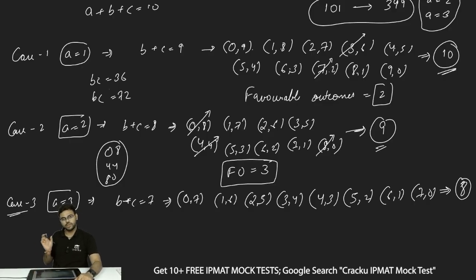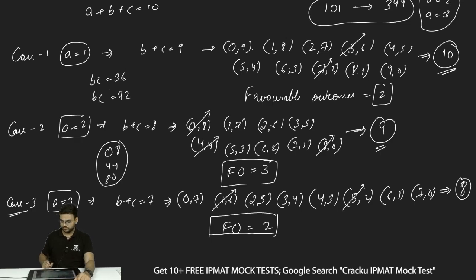Again we have to figure out the BC value to be divisible by 4. In which case is the BC value divisible by 4? In 1, 6, 16 is divisible by 4. Then we have 5, 2, 52 is again divisible by 4. There are no other values of B and C for which BC is divisible by 4. So favorable outcomes in this case will be 2.